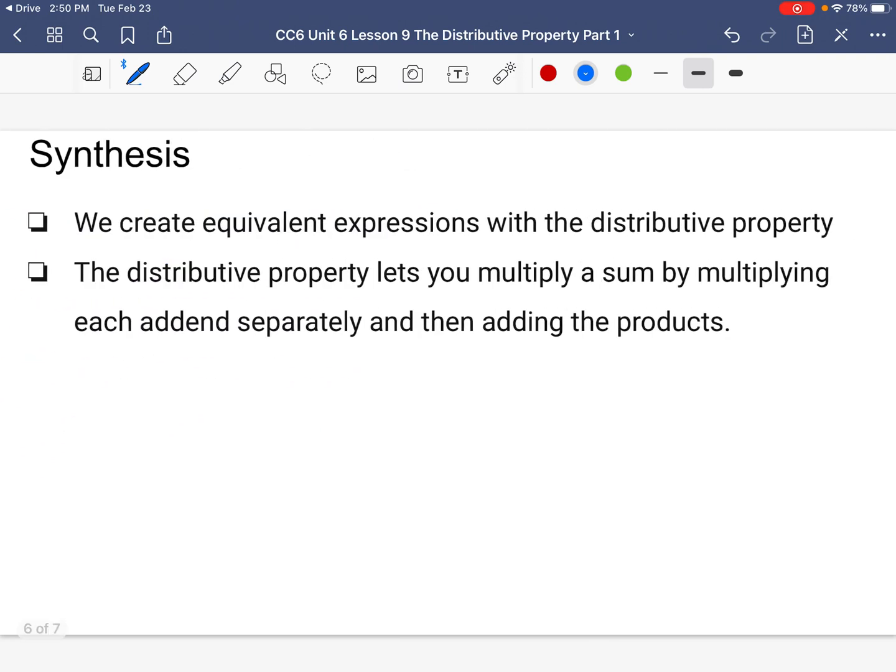So we can create equivalent expressions with the distributive property, and the distributive property lets you multiply a sum. So I'm going to do an example: a number times (3 plus 4). That's a sum of 3 plus 4, multiplying each addend. The 3 and the 4 are addends. We can multiply them separately and then add the products.